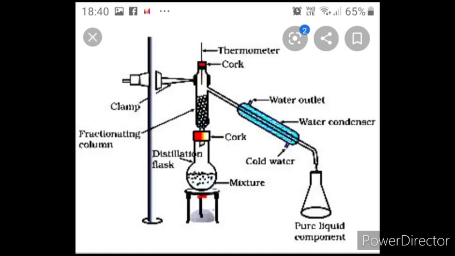Students, by fractional distillation, we can separate alcohol, which has a boiling point of 78 degrees Celsius, from water, whose boiling point is 100 degrees Celsius, and benzene, which has a boiling point of 80 degrees Celsius, from toluene, whose boiling point is 110 degrees Celsius, and the different fractions from crude oil.